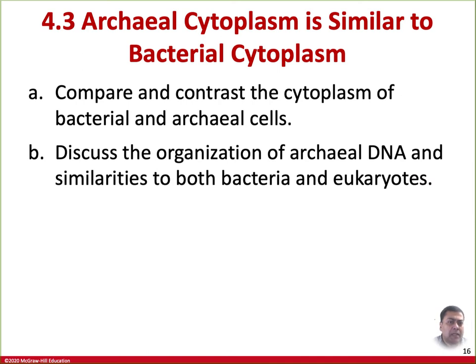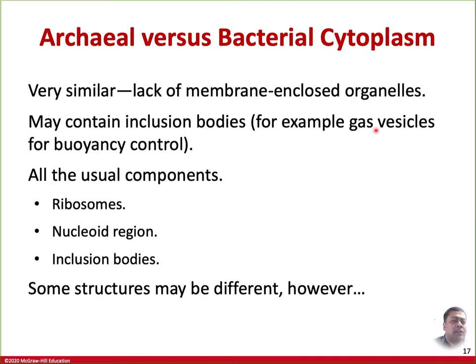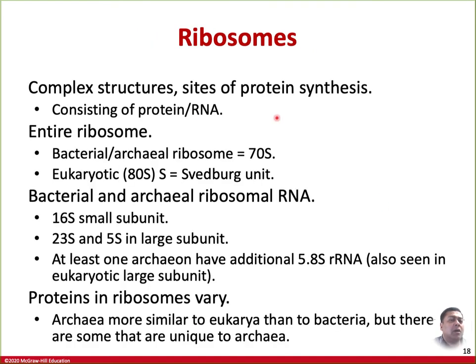So let's take a look at the cytoplasm, which is very similar to the bacterial cytoplasm and lacks membrane-bound enclosed organelles. Many contain inclusion bodies, for example, gas vesicles for buoyancy control, and they also have similar types of structures. Also, the usual ribosome and nucleoid region, and some structures may be different. However, the ribosomes, the sites for protein synthesis, are to some extent similar, but they are very different in some ways.